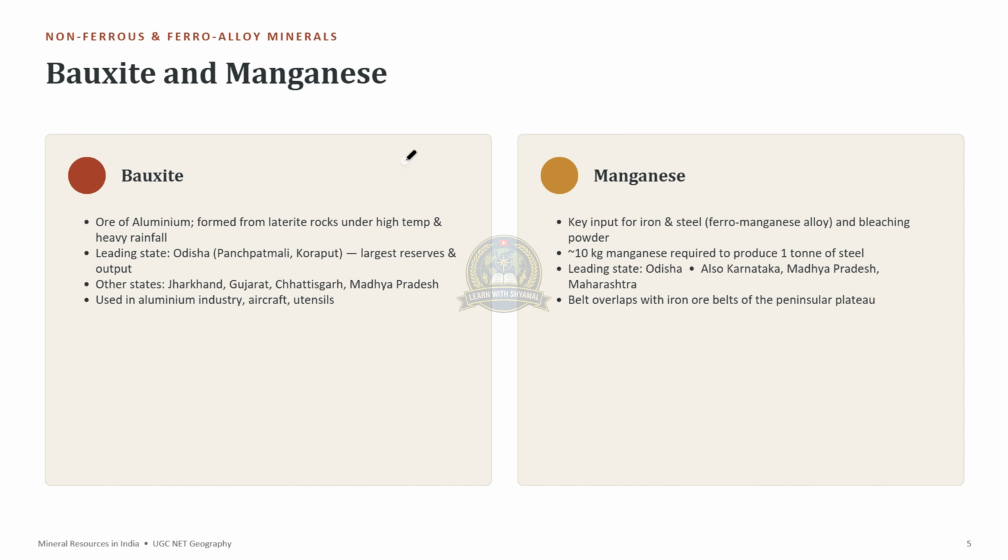Next, bauxite and manganese. Bauxite, ore of aluminium, formed from laterite rocks under high temperature and heavy rainfall. Leading state Orissa, Panchpatmali, Koraput, largest reserves and output. Other states Jharkhand, Gujarat, Chhattisgarh, Madhya Pradesh. Used in aluminium industry, aircraft and utensils. Manganese, key input for iron and steel, ferromanganese alloy and bleaching powder. About 10 kg manganese is required to produce 1 ton of steel. Leading state Orissa, also Karnataka, Madhya Pradesh and Maharashtra, and the belt overlaps with iron ore belts of the peninsular plateau.